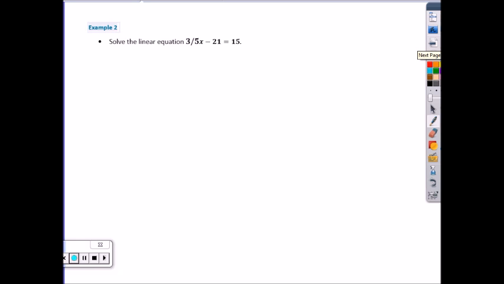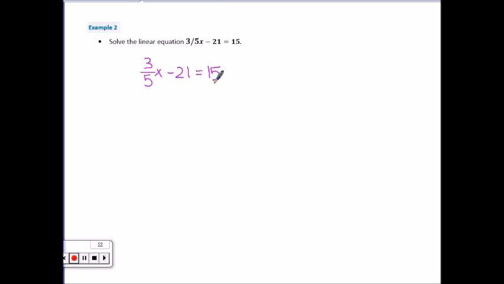So we want to solve the linear equation 3/5 x - 21 = 15. So we have 3/5 x - 21 = 15.